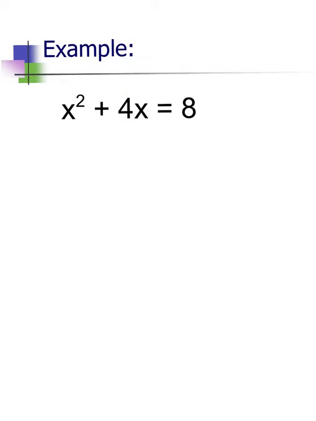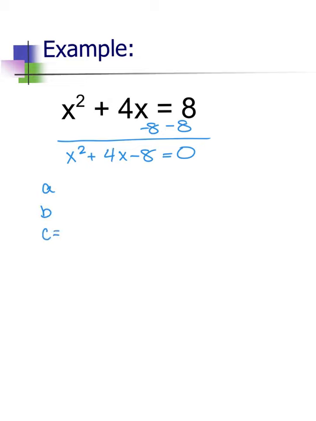Next example. If I look at this, the first thing I want to do is make sure that my equation is in standard form. To do that, I'm going to subtract 8 from both sides. Notice I leave the 8 at the end because I always want my squared, then my x, then my plain number. Off to the side, I suggest that you write down your a, your b, and your c values. It's 1, 4, and negative 8. Then we're going to write down the formula.